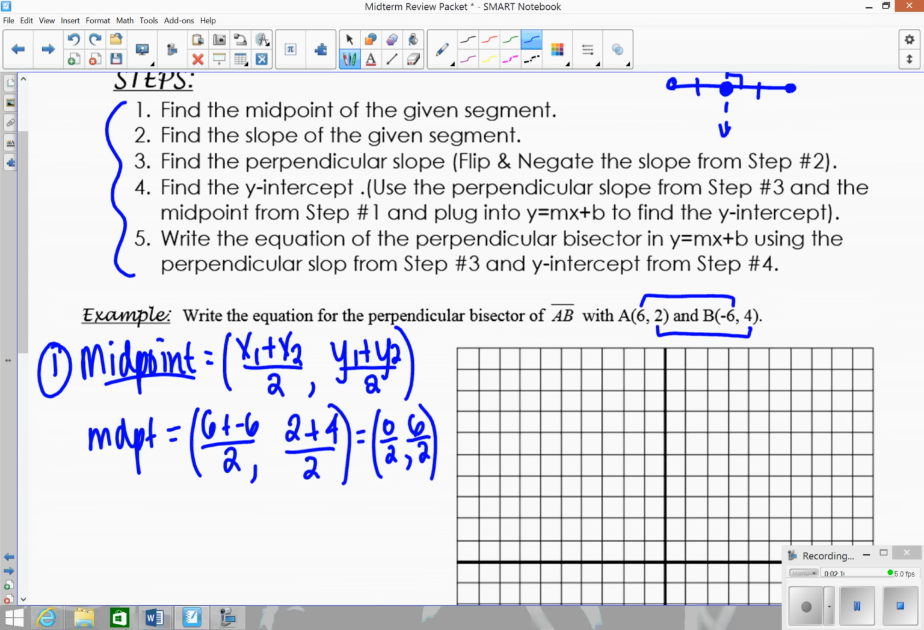And then we simplify these. 0 divided by 2 is 0. 6 divided by 2 is 3. So the midpoint is (0, 3).